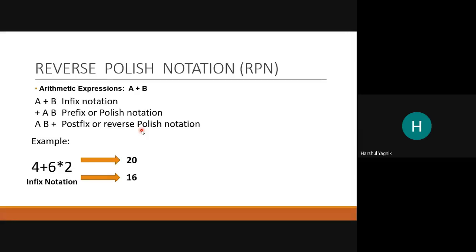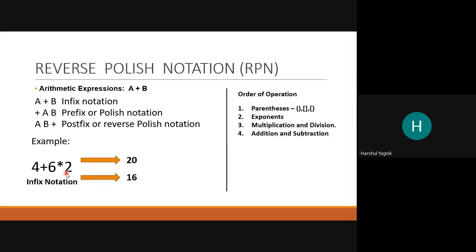So let us see one example. Consider the infix notation, which is what we have studied so far in our books: 4 plus 6 multiplied by 2. Now, what is the order of operation? Is the result 20 or is the result 16? 16. So 6 into 2, that is 12, plus 4.